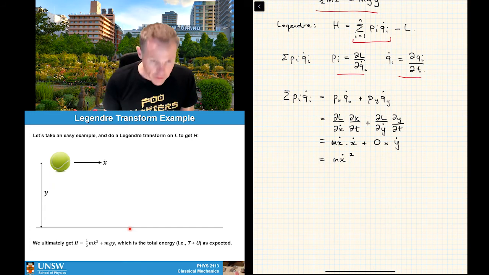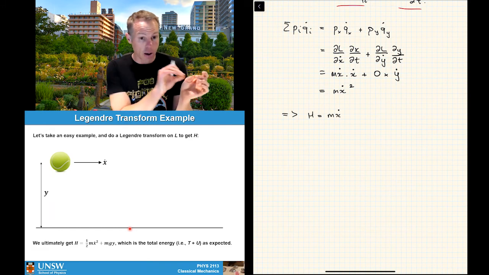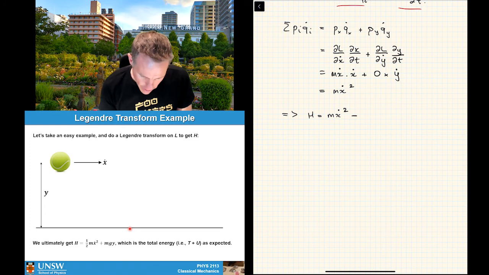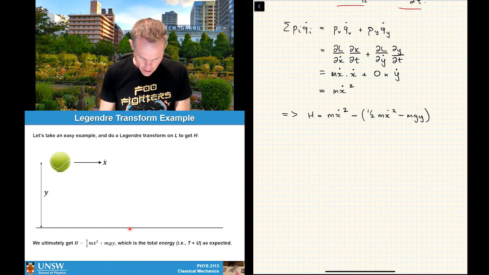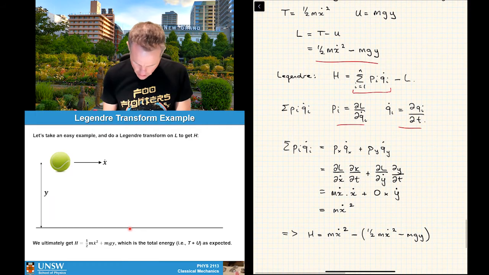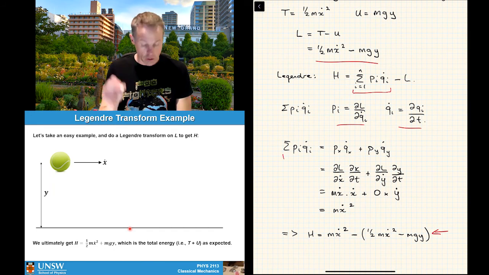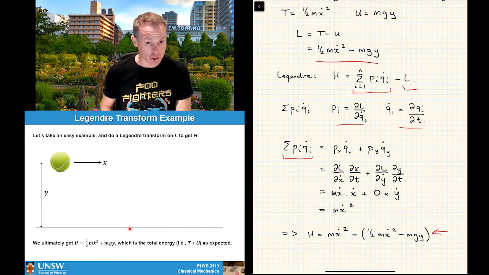And of course, now we can finish off our Legendre transform in here. So H is going to be mx dot squared. That's my sum p_i q_i dot minus my Lagrangian. So this is now going to be a half mx dot squared minus mgy. Okay, so just to make this really clear, what I've done just down in this line here is taken H at the front minus what comes out of this sum p_i q_i dot and subtracted my Lagrangian function from the back of it, with my Lagrangian function just being here.